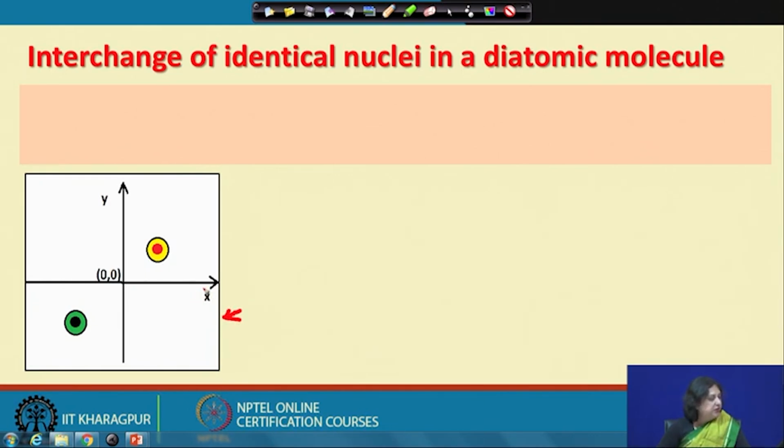So, this is the direction of my x axis and this is the direction of my y axis. This represents the nuclei and the electron cloud in the diatomic molecule, which is given here. The red portion corresponds to the nuclei and the yellow portion corresponds to the electron cloud surrounding it. So, this is obviously a rather approximate representation of the diatomic molecule. Now, if I carry out an interchange of the identical nuclei in a diatomic molecule, I will do this in two steps.